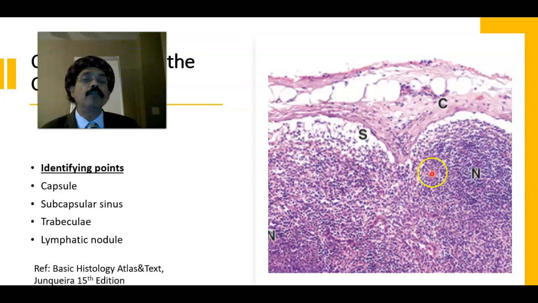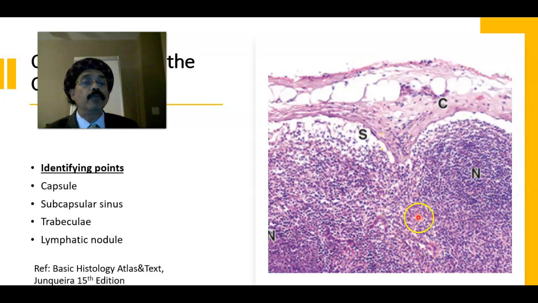Here is the lymphatic nodule. So if there is any antigenic stimulation, there will be proliferation of lymphocytes in the central part of the lymphatic nodule. We call it the germinal center. It is usually seen in case of infection or any type of antigenic stimulation. There we get the germinal center. So again, this is dense connective tissue, subcapsular sinus, lymphatic nodule. It may contain the germinal center.